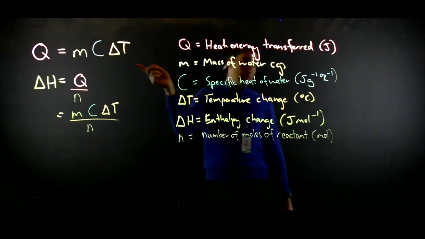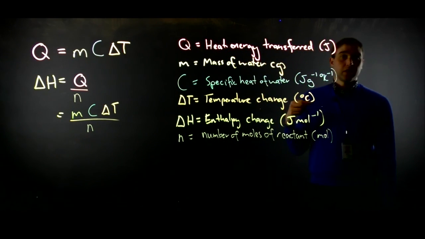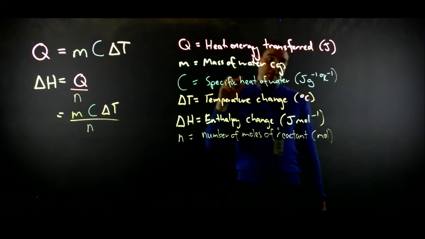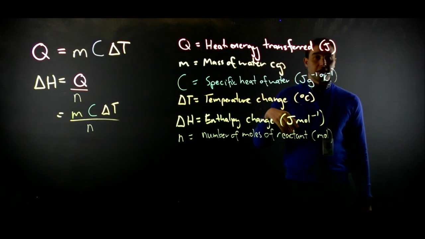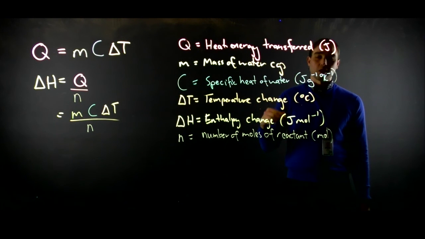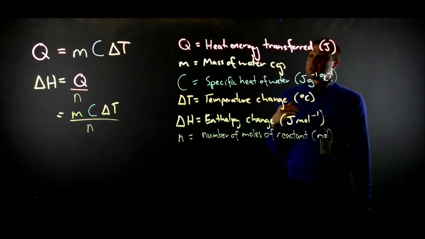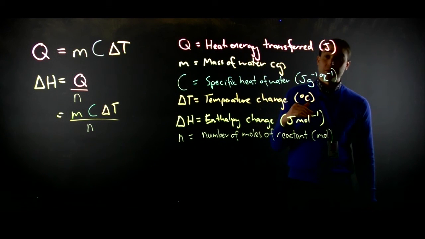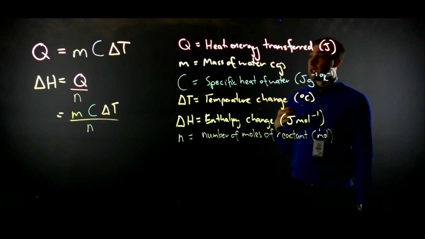Q is the amount of heat energy that's being transferred, like I said before, and that's measured in joules. M is the mass of water, or it could be another substance, but we're going to look at it as if it's water. It's the mass of water that's being heated up, and that's measured in grams. So 1 milliliter of water is 1 gram of water most of the time. So 150 mL would be 150 grams of water. 1 liter would be 1,000 milliliters, which is 1,000 grams of water.